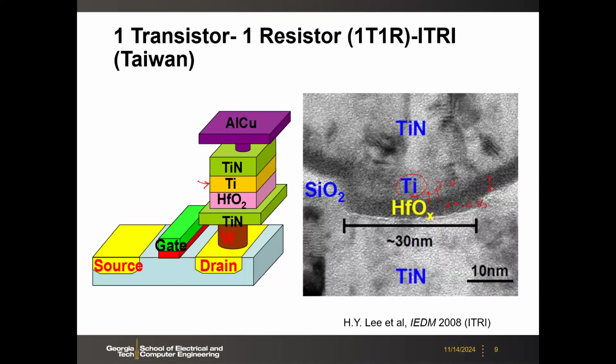So this device was integrated at a 180 nanometer CMOS at that time. So here the transistor is a 180 nanometer transistor, and then the resistor here is pretty small. You see here the diameter is only like 30 nanometer. So the limiting factor is not the memory, it's the access transistor, okay, in terms of the area.